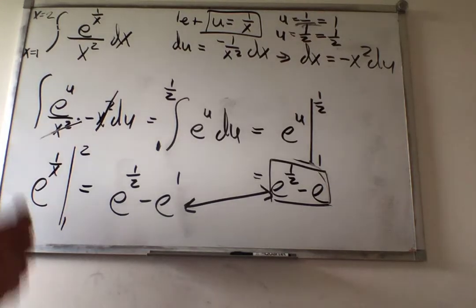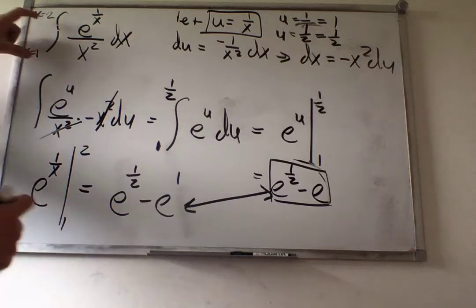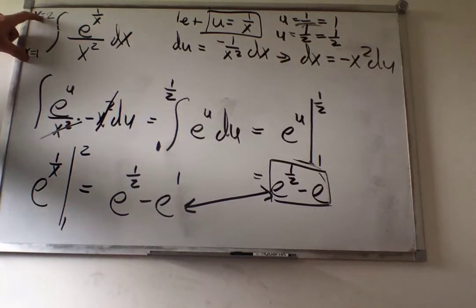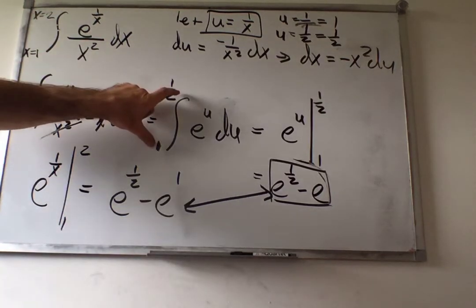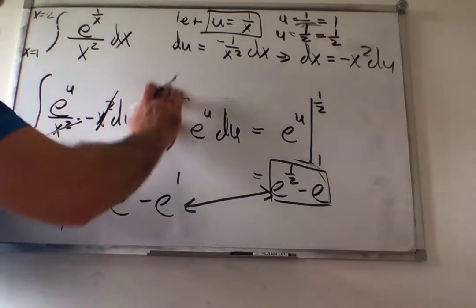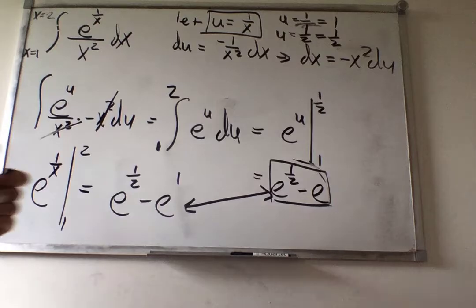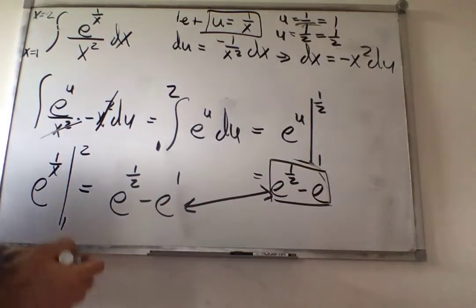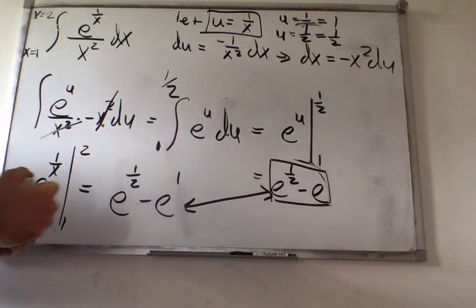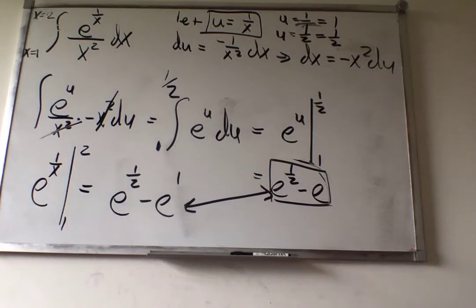The common mistake here is keeping the same limits of integration when you switch over to your u variable. I've seen this on students' papers when I tutored. So then if I put a 2 here, it's going to be e squared minus e to the first, which is wrong. Okay. So pick which one you want to evaluate your limits in.